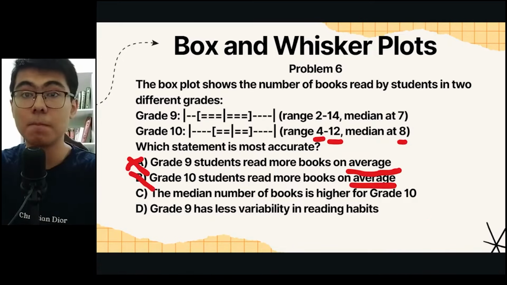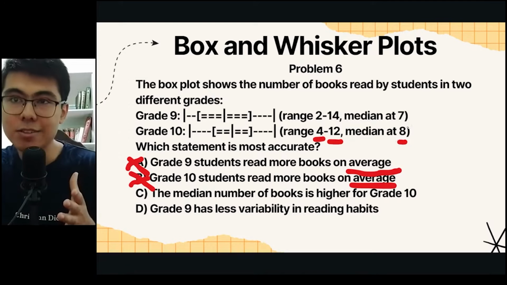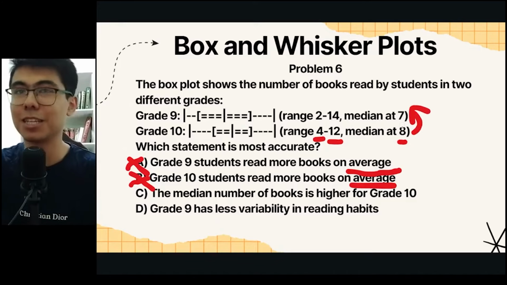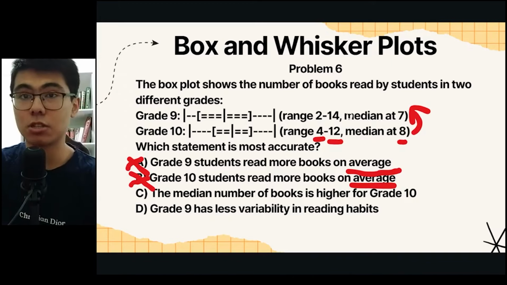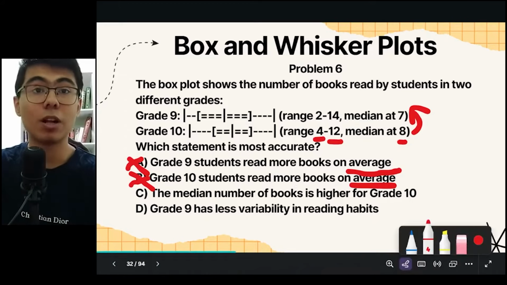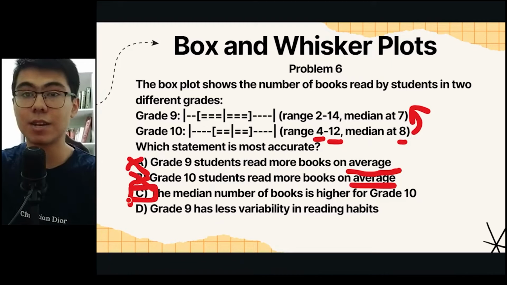So B is wrong. But B is actually the biggest trap, because a lot of students see that the median is at 8, so they think that grade 10 students read more books because the median is higher. But that's actually wrong, because we're not given any averages here. Choice C: The median number of books is higher for grade 10. Well, yes, because the median at grade 9 is 7 and at grade 10 it's 8. So 8 is bigger than 7. So that's why choice C is correct.